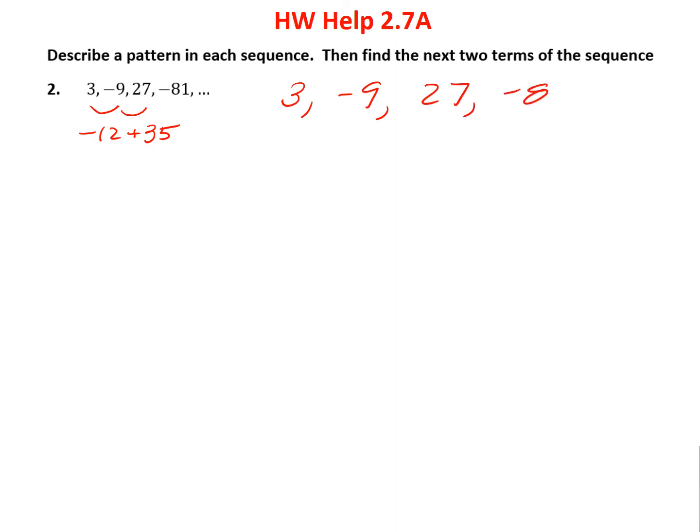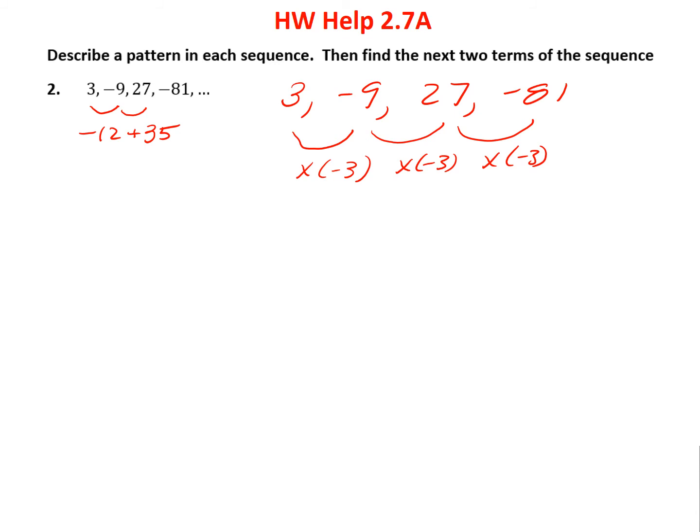And the thing I notice is it's changing positive, negative, positive, negative. So I'm thinking we're probably multiplying by a negative number. So at this point, I notice from here to here, what would I be multiplying by? If I multiply by negative 3, 3 times negative 3 gives me negative 9. So what's negative 9 times negative 3? Well, again, a negative times a negative is positive, so that works. And just to make sure we're right, go to the next one. 27 times negative 3 is negative 81.